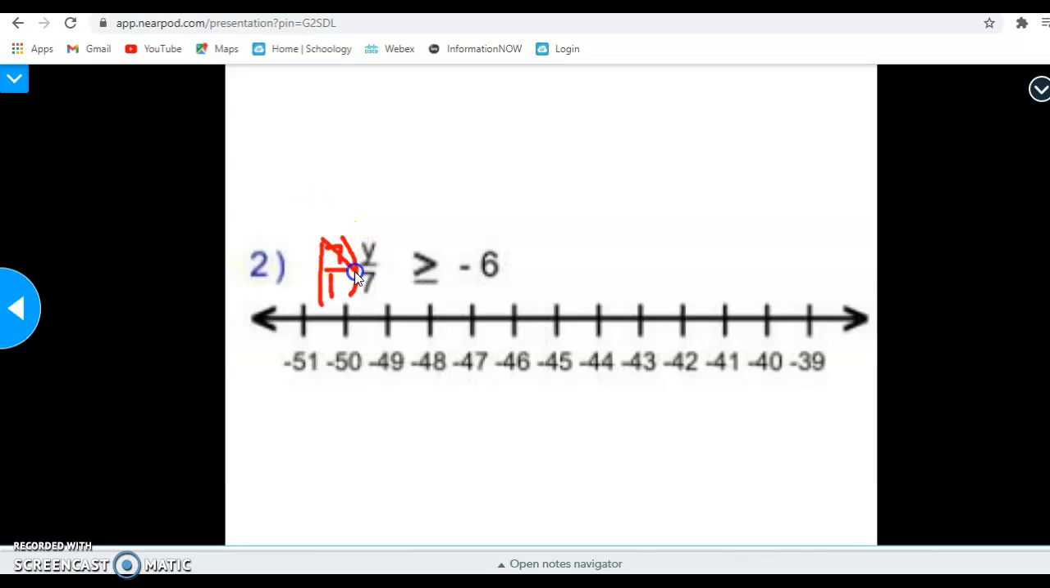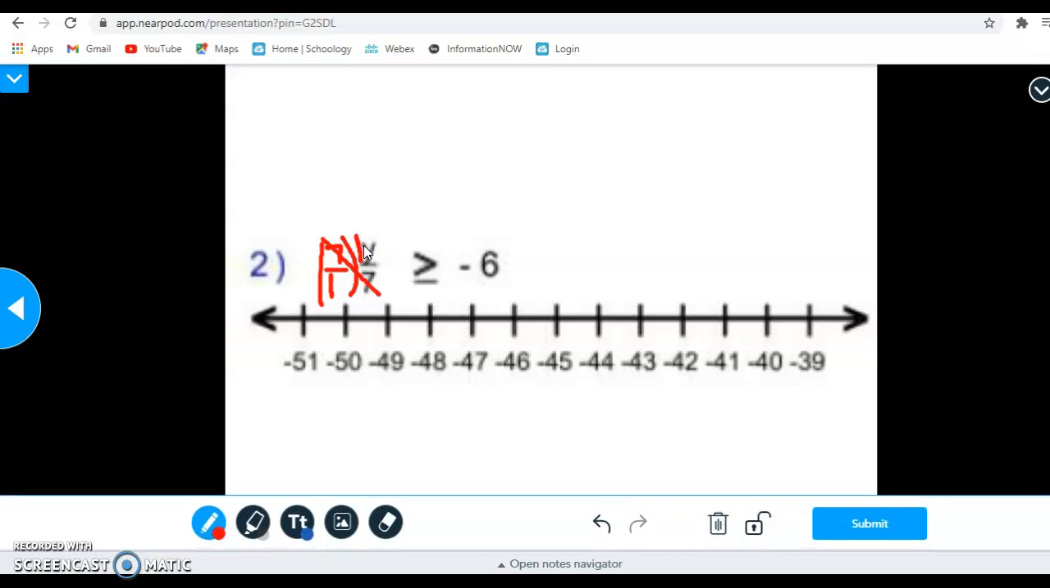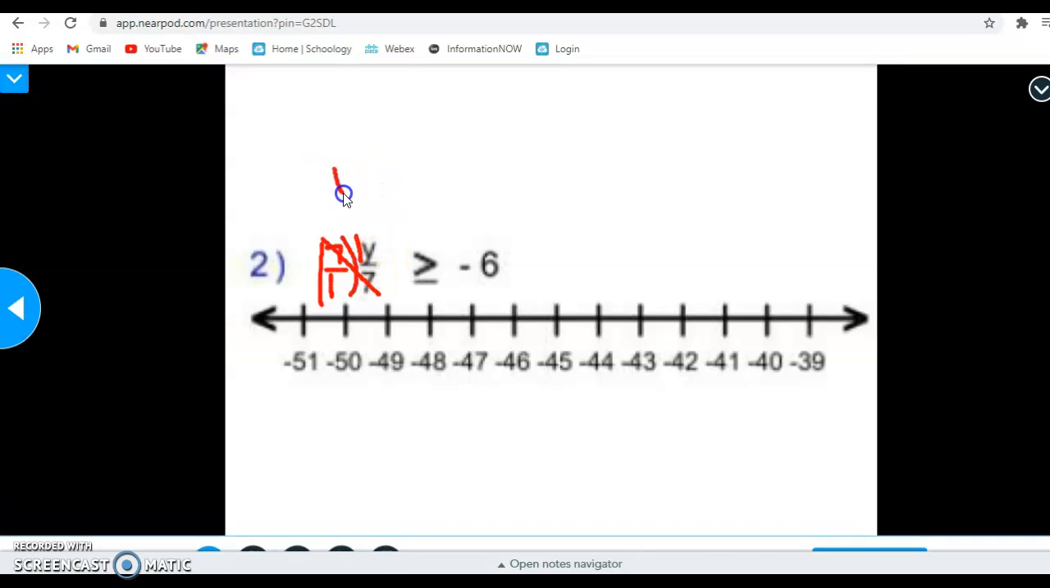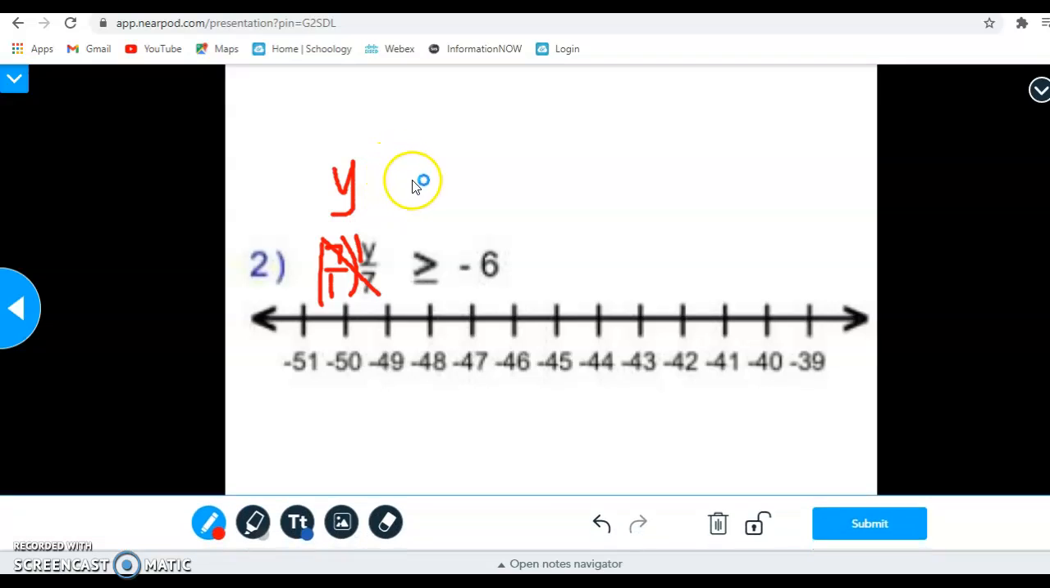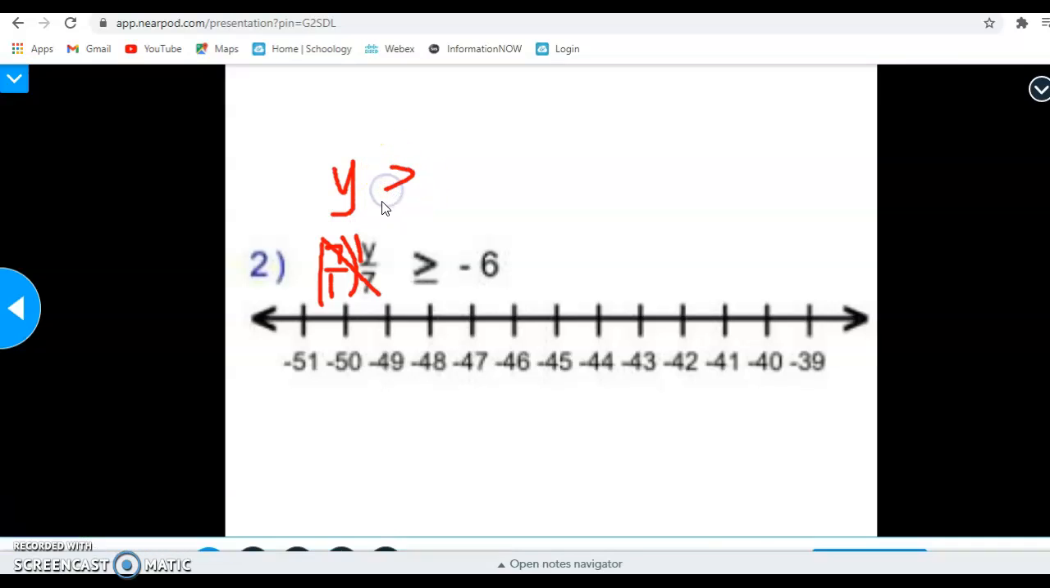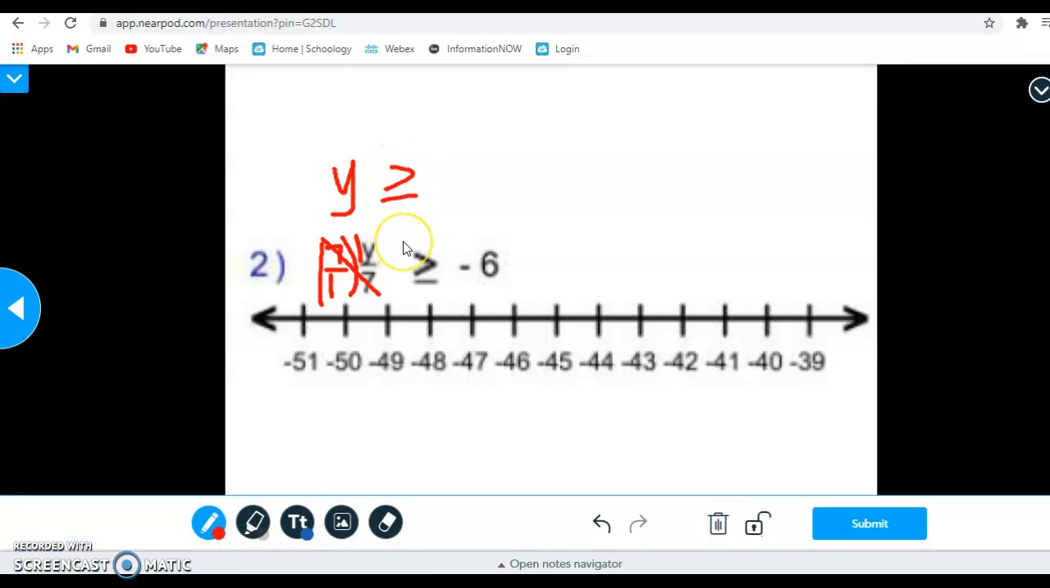So we know that these cancel, and we know that there's an understood 1 in front of this y. So 7 times 1 is 7, and 1 times 7 is 7. 7 over 7 gives us 1 over 1, and 1 over 1 is just 1. So we're left with y on this side. Okay? And since we multiply by a positive 7, we don't have to flip our sign.